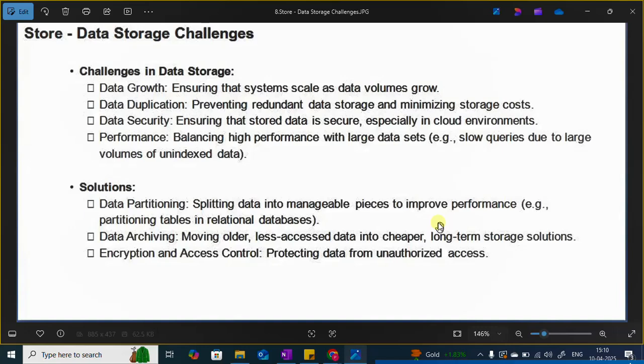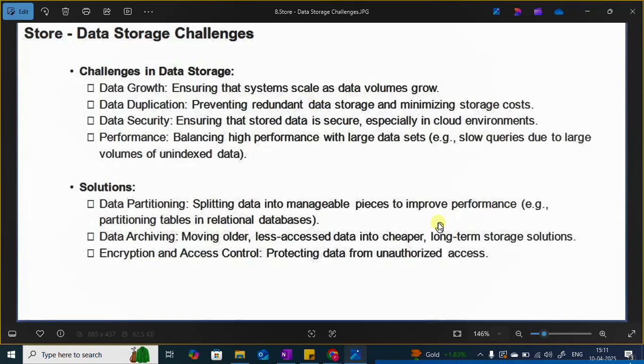Okay. Coming to data storage challenges: fast data growth, ensuring that systems scale as data volumes grow. Data duplication, preventing redundant data storage and minimizing storage cost. Data security, ensuring that stored data is secure, especially in cloud environments. Performance, balancing high performance with a large data set. Example, slow queries due to large volumes of unindexed data.